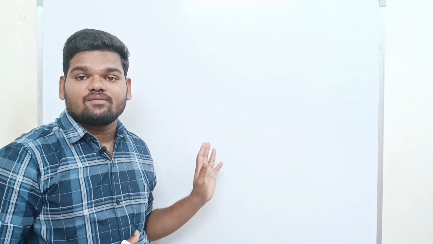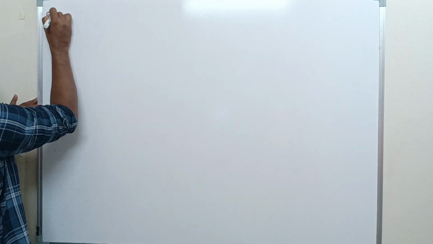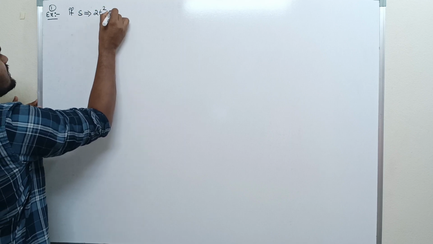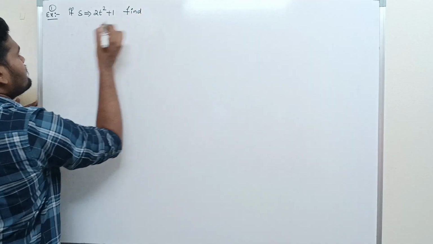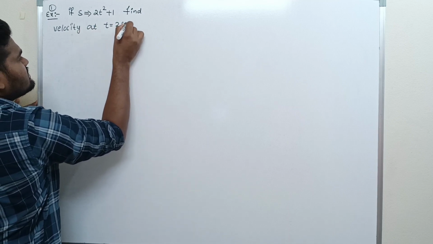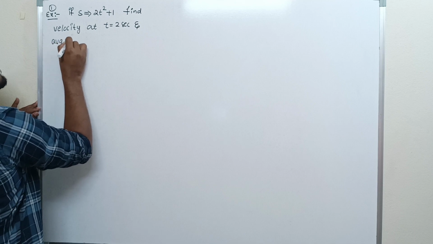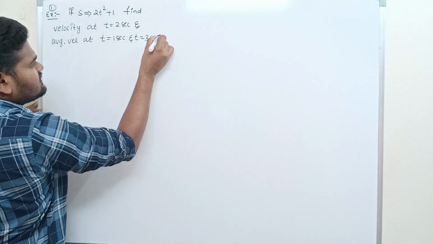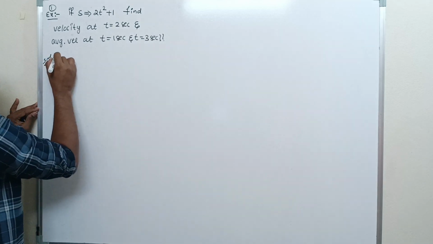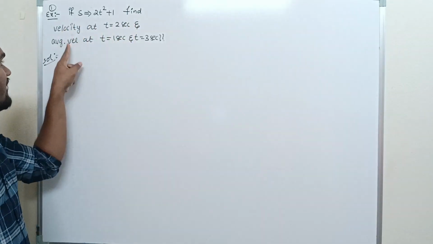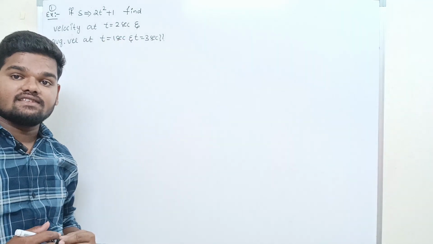Right. So let us see examples of instantaneous velocity and instantaneous speed. Example number 1. If the displacement is 2t square plus 1, find the velocity at t equals 2 seconds and the average velocity between t equals 1 second and t equals 3 seconds. So this is a question. They are given a displacement equation and asked to find the velocity at 2 seconds and the average velocity between 1 second and 3 seconds.